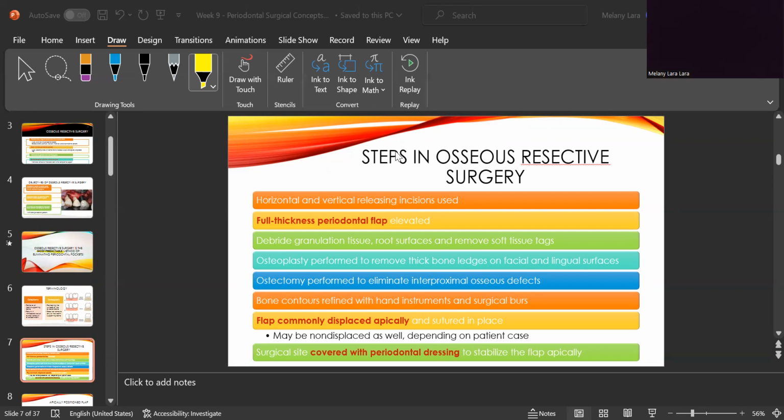Was there one more? Exactly, yes. So we'll talk about that once we get to our special considerations. That is the downside of this. Apically positioned flaps are going to expose roots for sure.